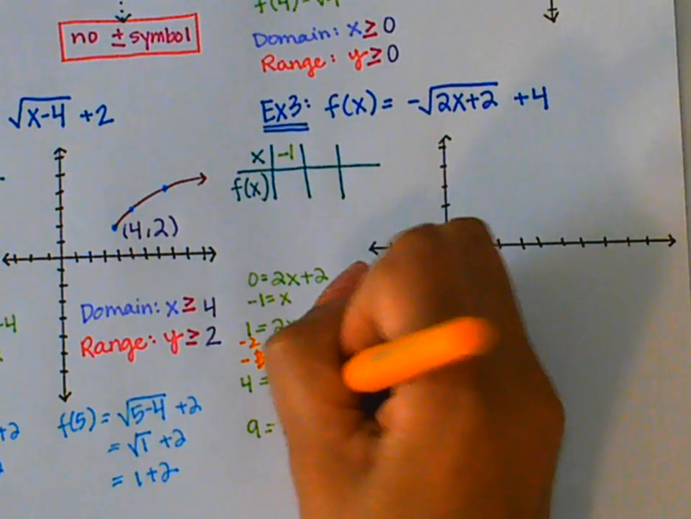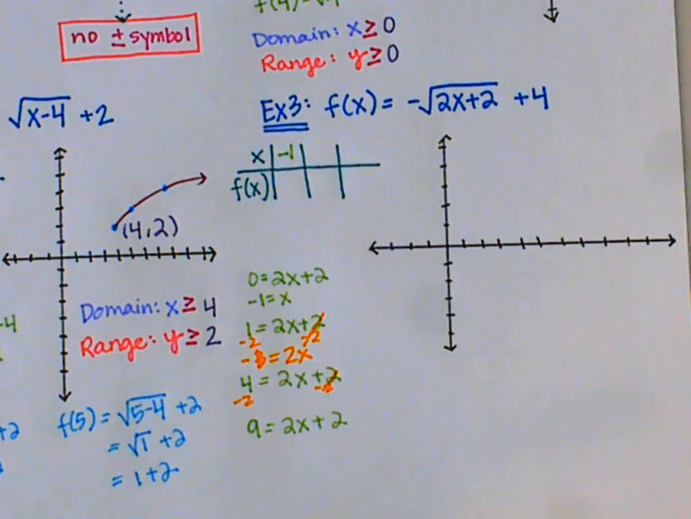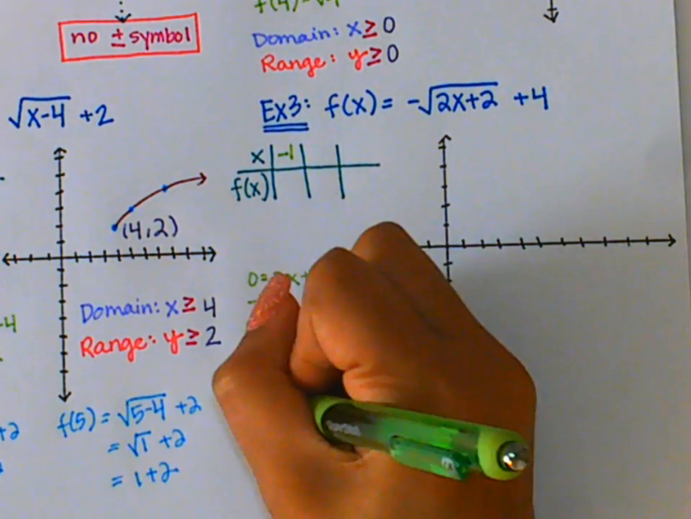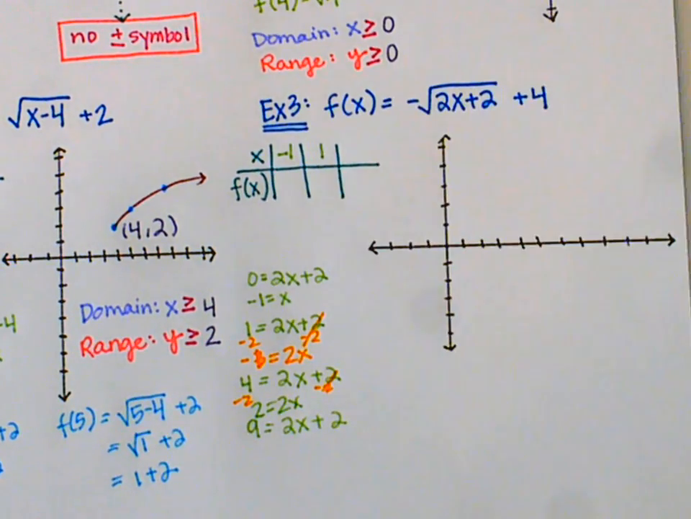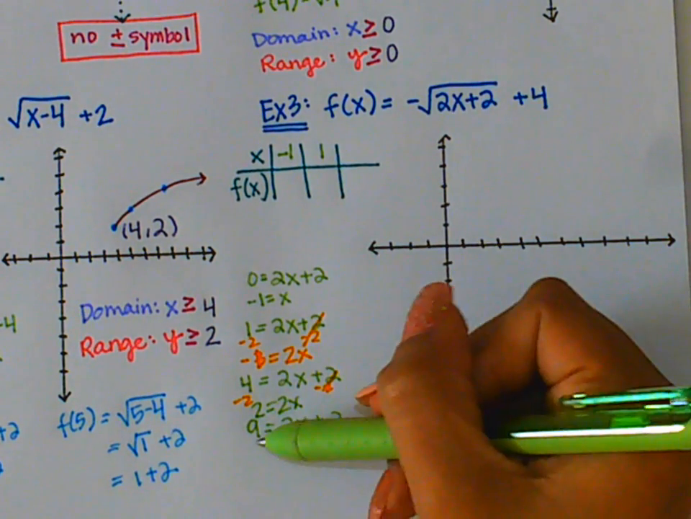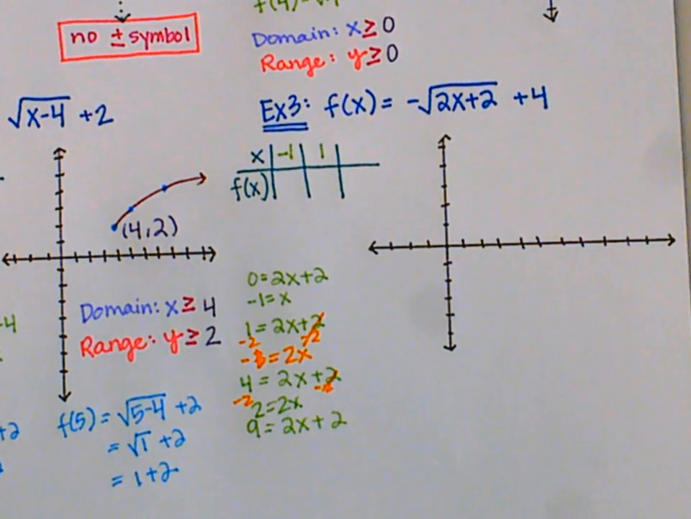So subtract 2, subtract 2. I'm left with 2 is equal to 2x, so x is equal to 1. That one's nice to work with. Again, move it over. That would give me a 7, so I don't want to deal with that one.